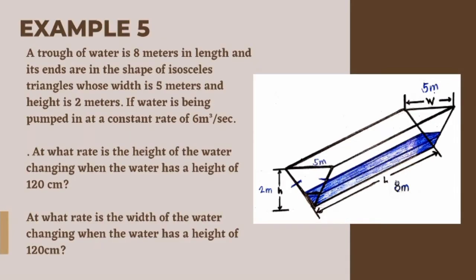A trough of water is 8 meters in length and its ends are in the shape of isosceles triangles whose width is 5 meters and height is 2 meters. If water is being pumped in at a constant rate of 6 cubic meters per second, at what rate is the height of the water changing when the water has a height of 120 centimeters? At what rate is the width of the water changing when the water has a height of 120 centimeters?